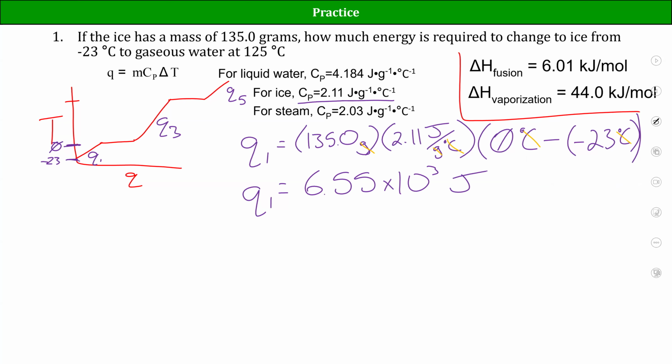You find your error, Corbin? Yeah, I did. With the 23 for the temperature, didn't we have 2 sig figs? Yes. I did only give it 2 sig figs there, so 6.6 times 10 to the 3rd then. Good catch.